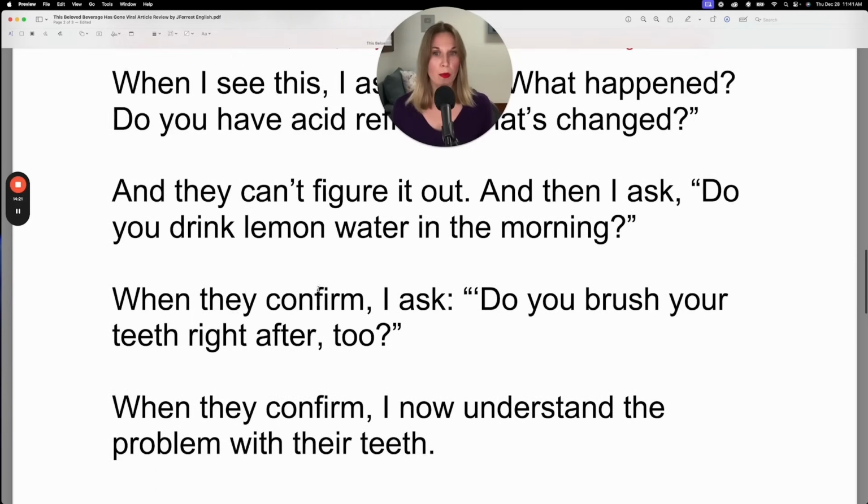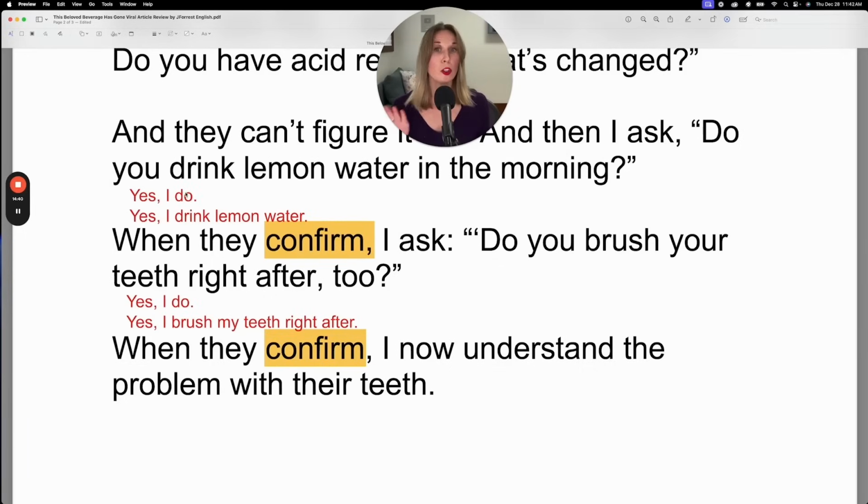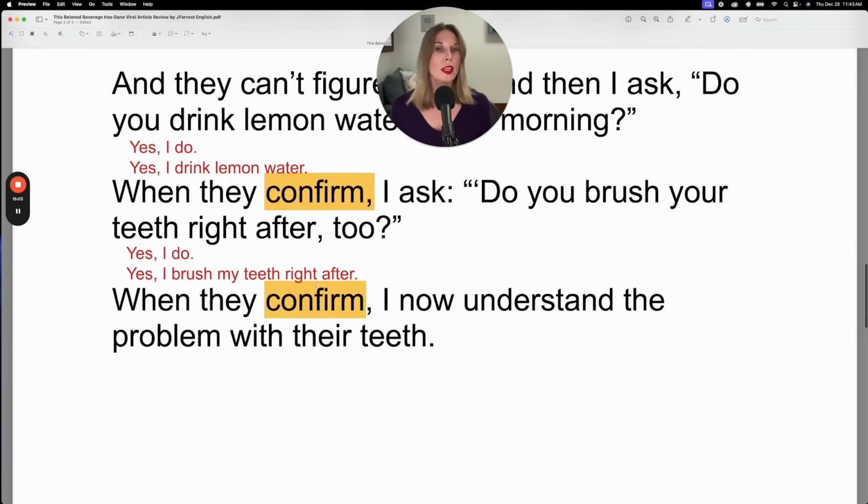When they confirm, so they say, yes, I do, that's confirming. When they confirm, I ask, do you brush your teeth right after too? When they confirm, so again, when they say, yes, I do, yes, I brush my teeth right after. I wrote that down for you so you can see the short form, yes, I do, and the long form, which is the full sentence. Yes, I drink lemon water. Because when you do the long form, you don't need to include do. So you don't need to say, yes, I do drink lemon water. It's just, yes, I drink lemon water, or yes, I do. When they confirm, I now understand the problem with their teeth.